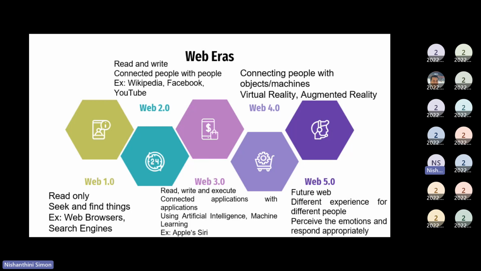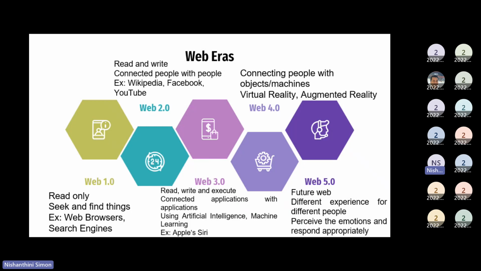And yes, then we are waiting for Web 5.0, the future web, which we are expecting how it will be. So now we know the web systems can't understand us, they do not have any emotions, so they can't think. But we are expecting in the future, our web systems will be able to understand us also. They will be able to read our emotions and accordingly give us different experiences for different people.